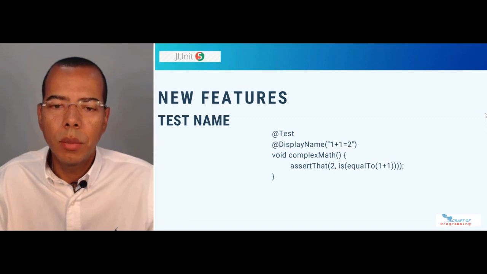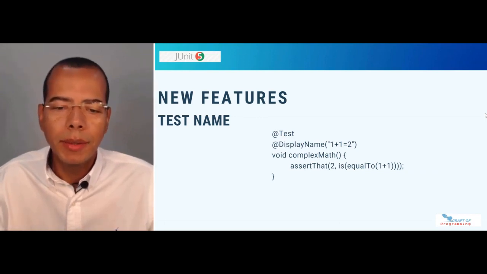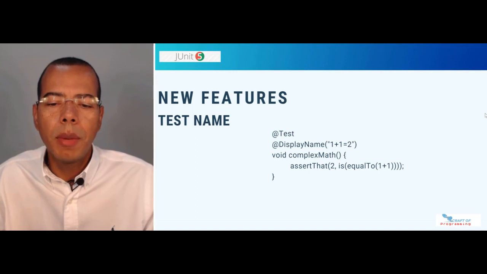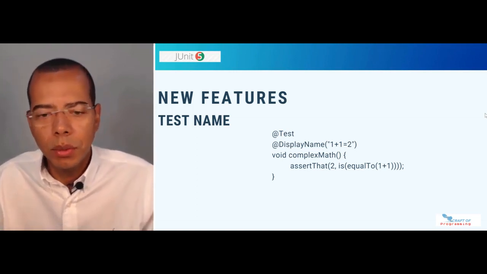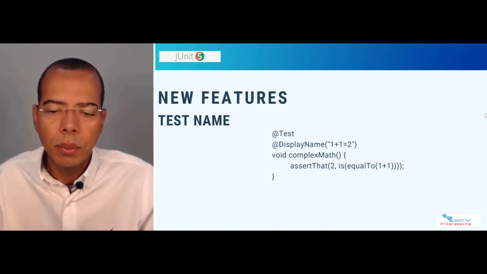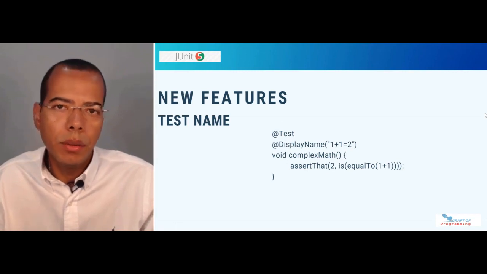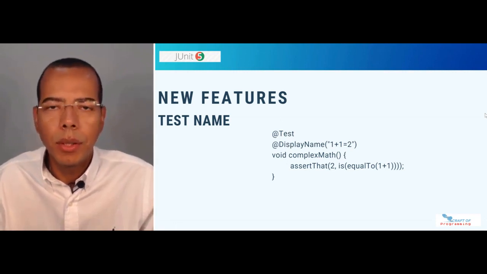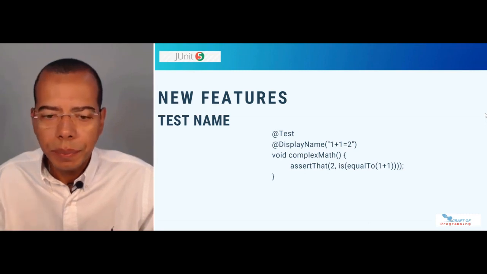Another one, this is a slightly smaller one. You can now specify a custom test name, and when this test runs, instead of saying complex math, you will actually see 1 + 1 = 2 as the name of the test in the output. This might be useful for cases where you need that expressiveness in the test name, which matches the test body.